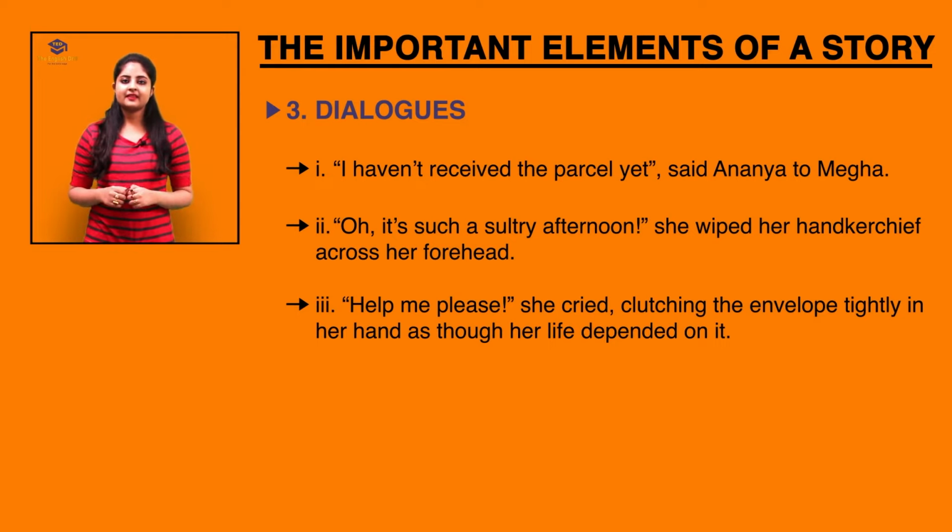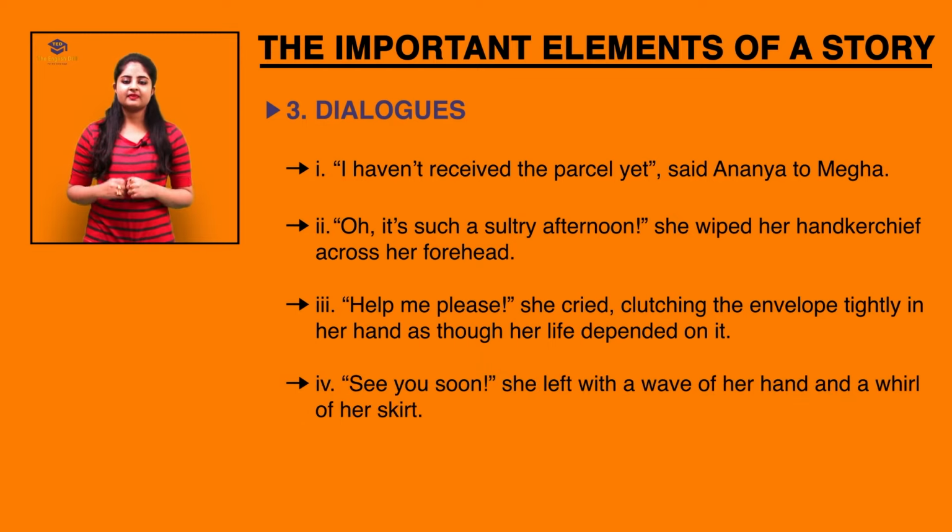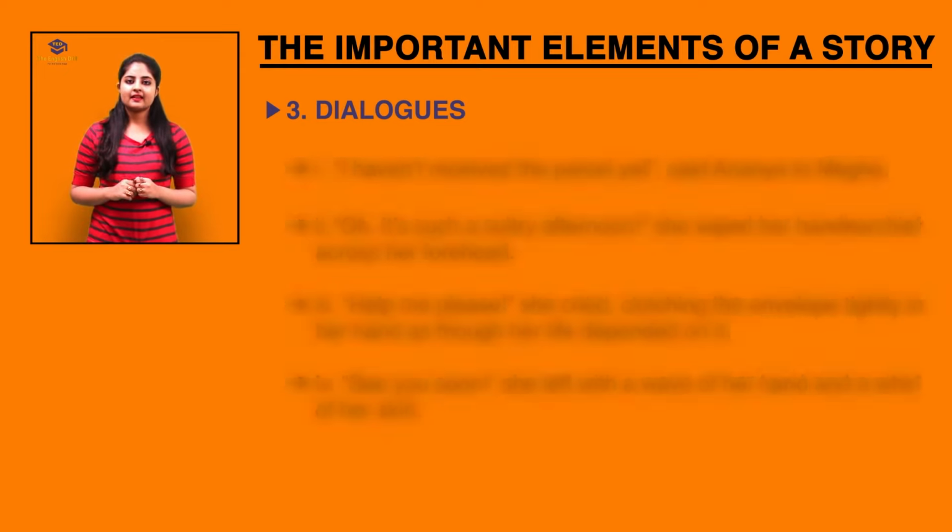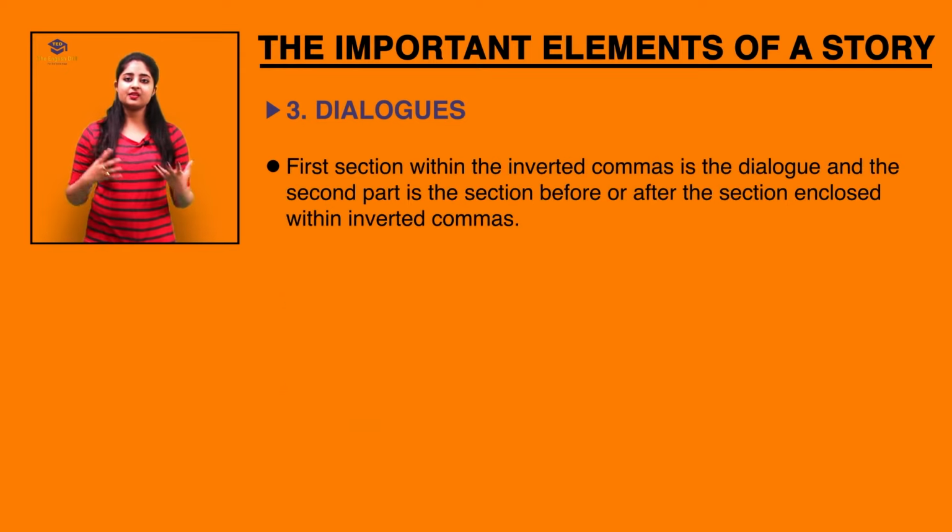Another example, again within inverted commas, "See you soon!" She left with a wave of her hand and a whirl of her skirt. So you can see these are various types of dialogues, and there are two parts to every dialogue. First, a section within the inverted commas, which is the dialogue, the utterance that is being said.